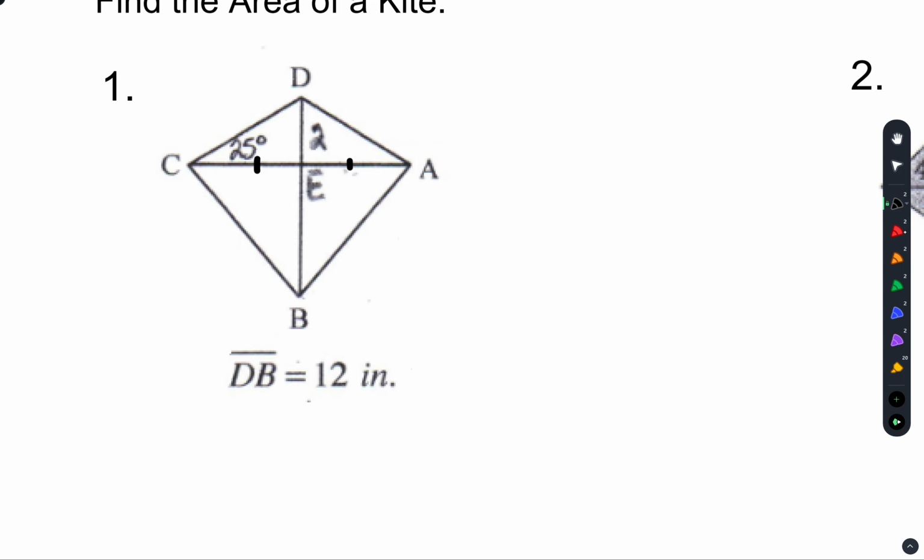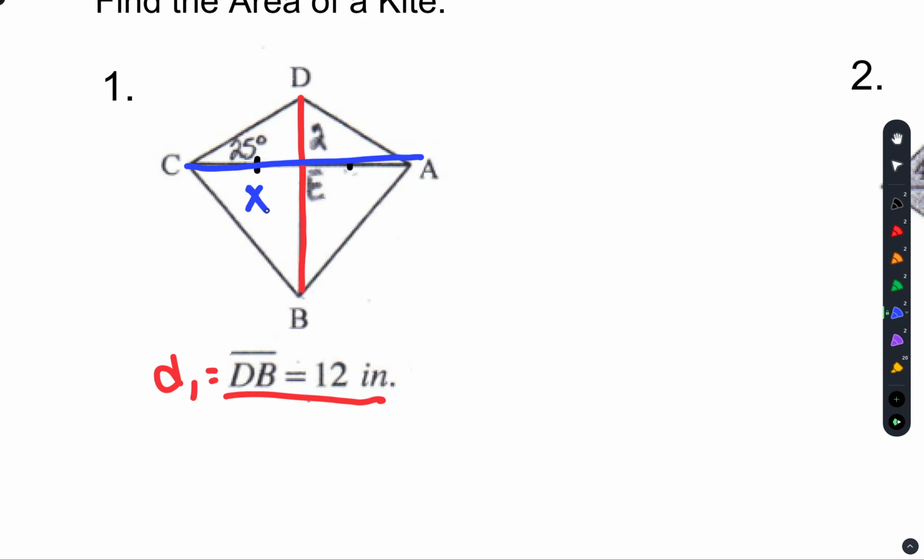A lot of the times you're going to see this important information listed off to the side for these kites and rhombi. I don't know why they do it. But this tells me that DB is 12. That's my first diagonal. I'm going to call it diagonal 1. I need to figure out what the length of diagonal 2 is, which is this guy right here. I don't have any 30, 60, or 45 degree angles. So the next strategy that I'm going to use is what? I'm going to figure out these missing pieces. I'm going to call this one X. I'm going to find X.